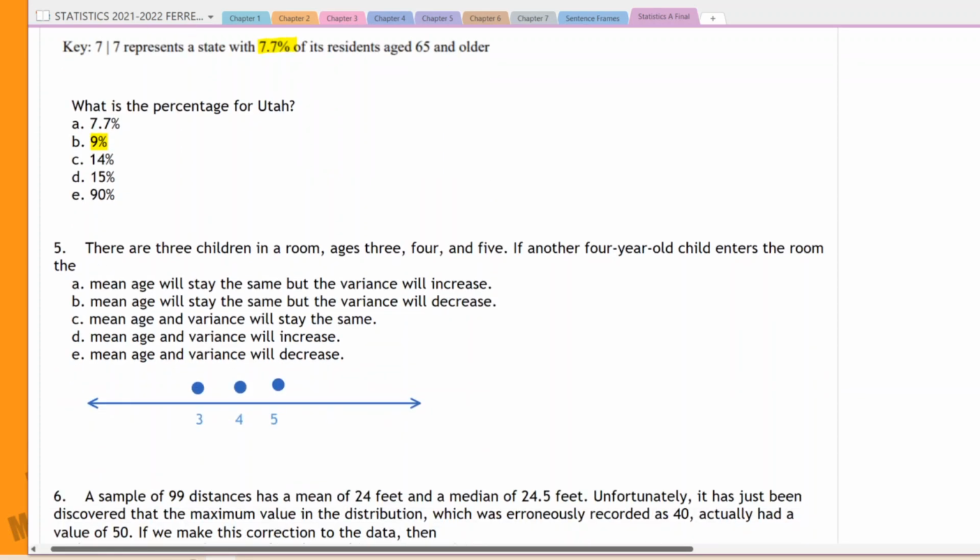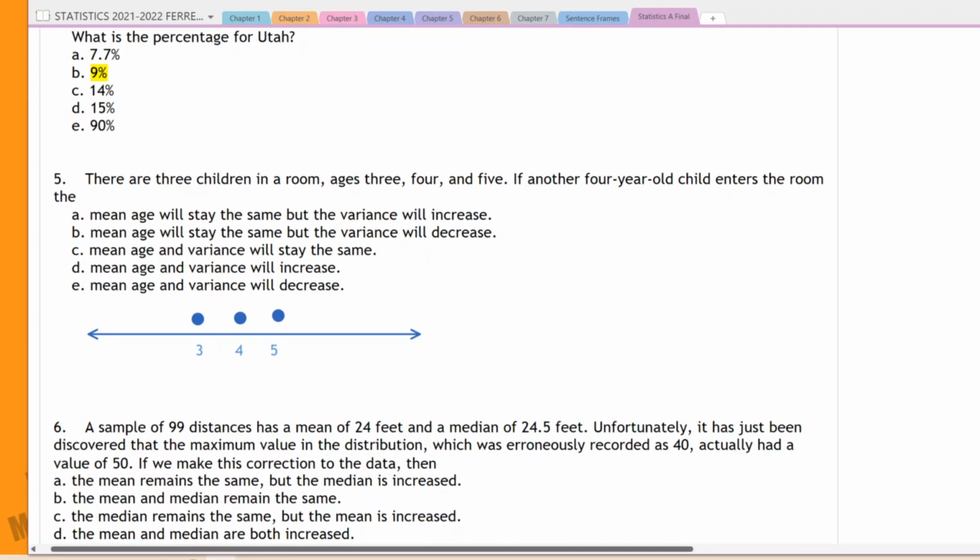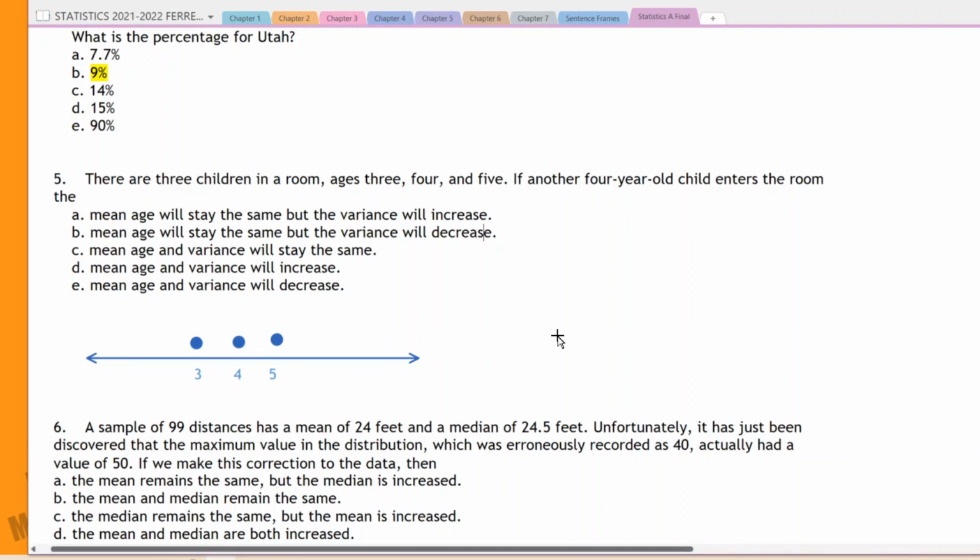Number 5 says there are 3 children in a room, ages 3, 4, and 5, and then another 4-year-old child will enter the room. So what's going to happen? So here is the dot plot of before that 4-year-old child enters the room. Let's move this down just a little bit. And notice it's a uniform distribution, of course, and nothing too crazy. The mean and the median are the exact same number because it is symmetric.